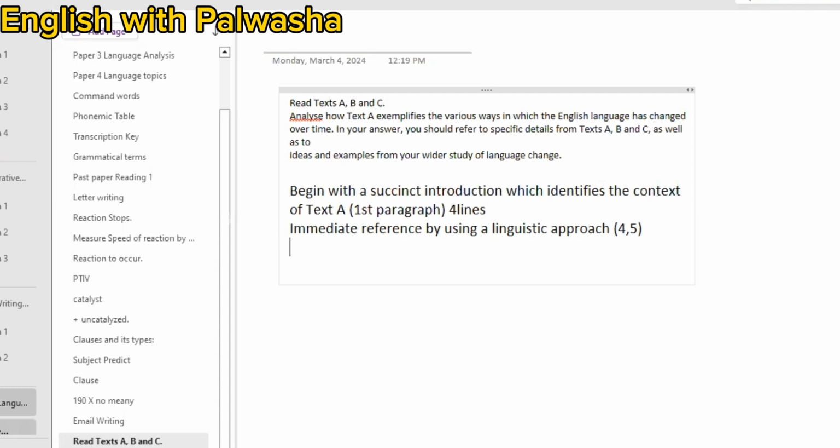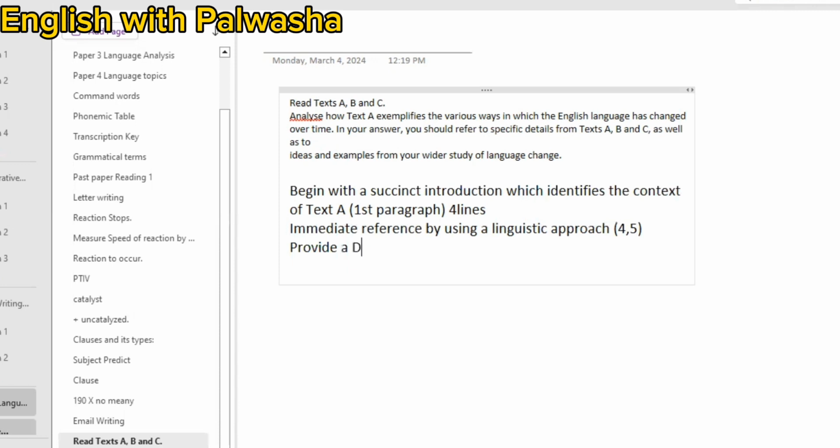This is going to be your second paragraph where you're going to immediately give the linguistic reference. For example, that our language has undergone a substantial amount of change. So you have to mention how much it has changed by referring to text C as well. You can also mention the percentage in it. But don't drag it more than 4 lines. All right. Then you have to provide a developed commentary on how text A demonstrates language. The third paragraph, okay? The third one.